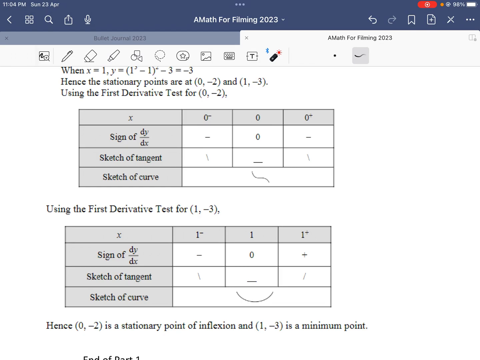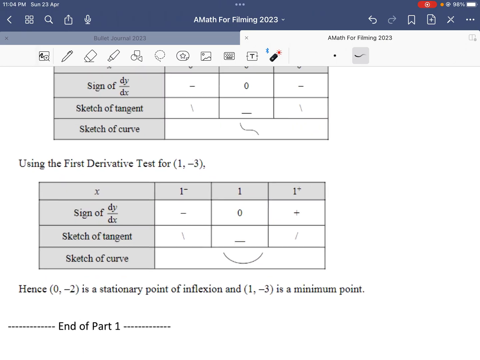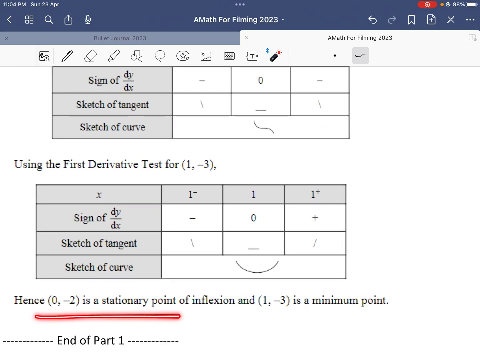Similarly, for (1, −3), slightly to the right of 1, use 1.1, slightly to the left of 1, maybe 0.9. If you put into dy/dx what we had earlier, dy/dx is negative, 0, and positive for the corresponding values of x that you put in. So you sketch the graph, you sketch the tangent, it is clearly a minimum point. Now you can make your final statement: (0, −2) is a point of inflection, and (1, −3) is a minimum.